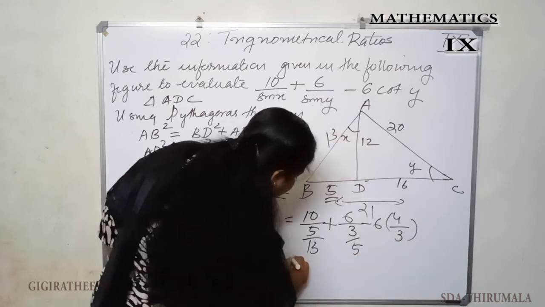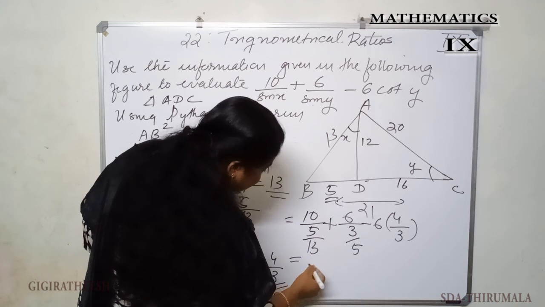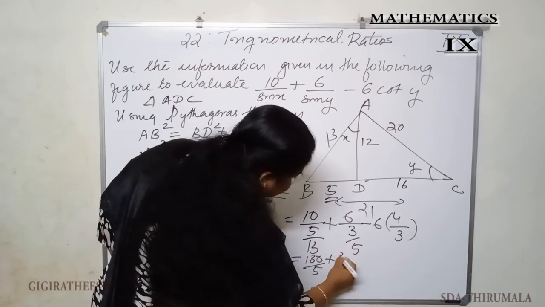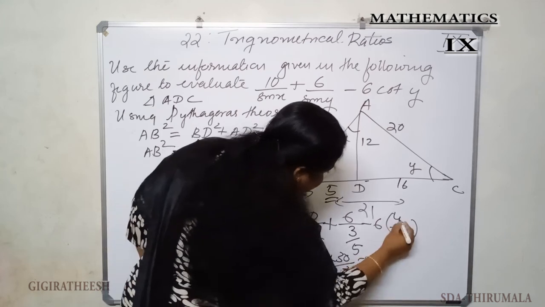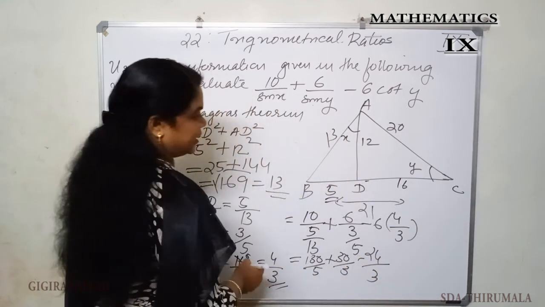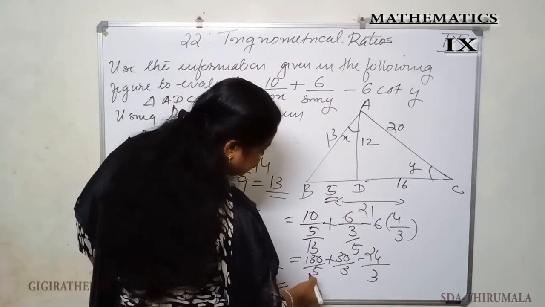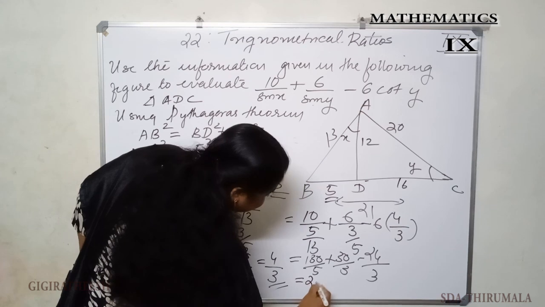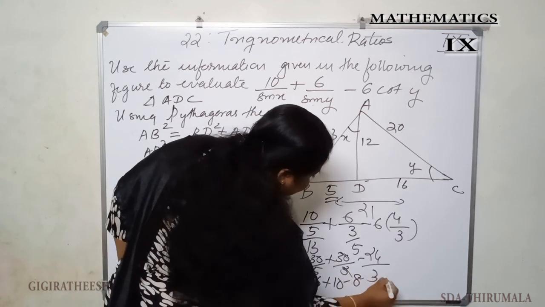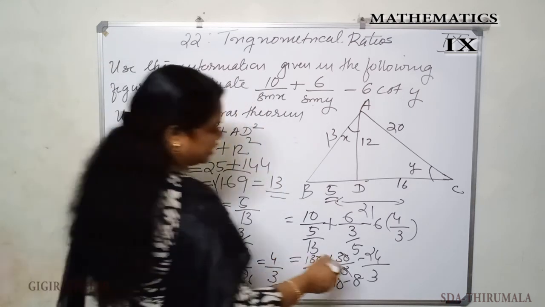Then after that we multiply. The denominator goes to the numerator, so that is equal to 130 by 5 plus 30 by 3 minus 6 into 4, that is 24 by 3. Cancelling, we get 26 plus 10 minus 8, which is equal to 28.